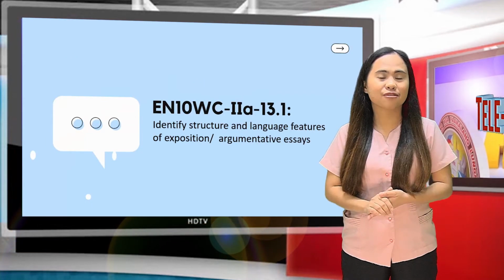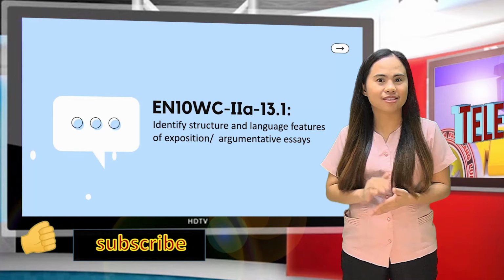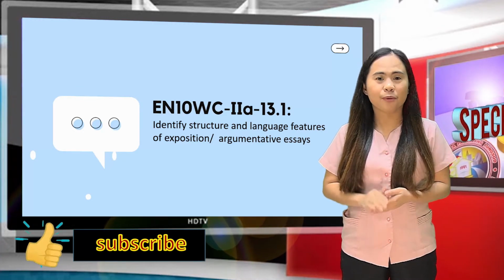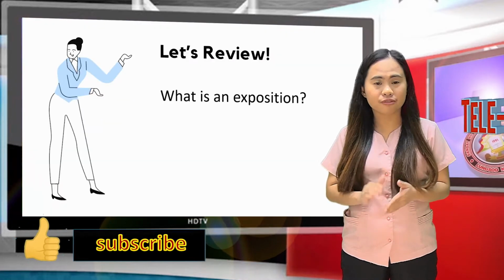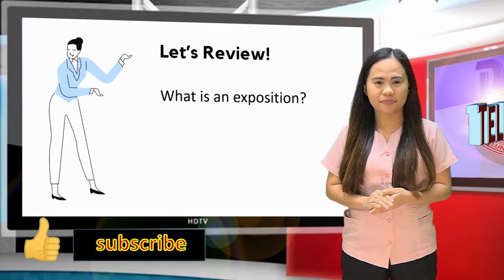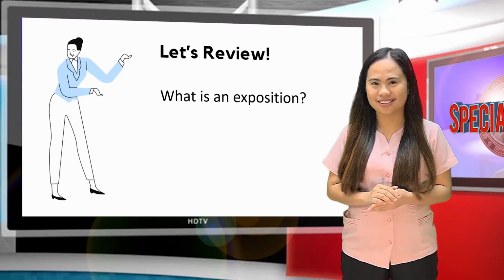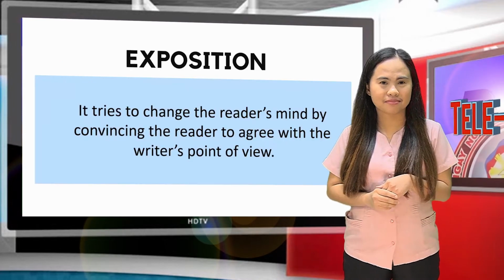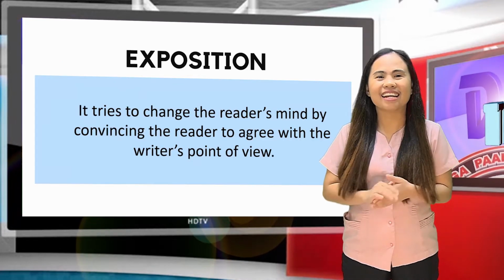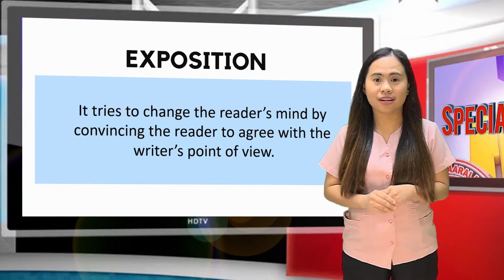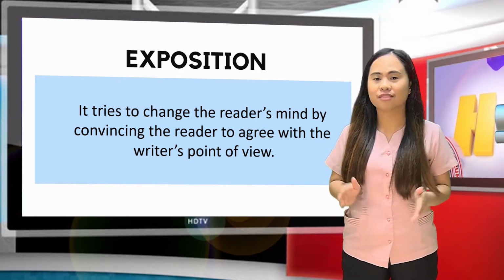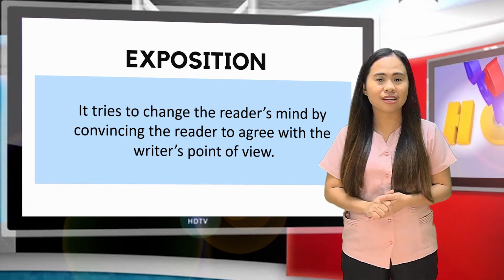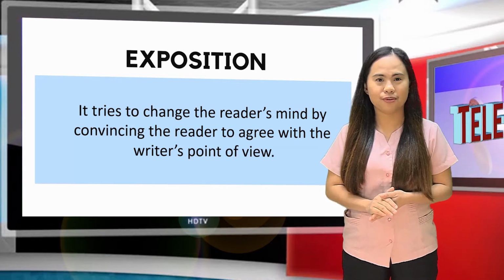This is a continuation of our lesson from the previous episode about the structure of an exposition in an argumentative text. For this lesson, we are going to focus on the language features of an argumentative text. Let us have a quick review of our previous discussion. What is an exposition or an argumentative text? That's right. An exposition persuades a reader or listener by presenting one side of the issue or conflict. It tries to change the reader's mind by convincing the reader to agree with the writer's point of view.